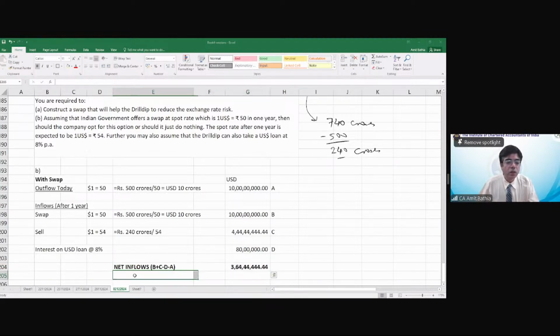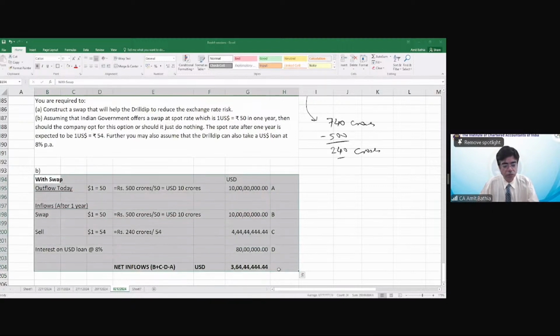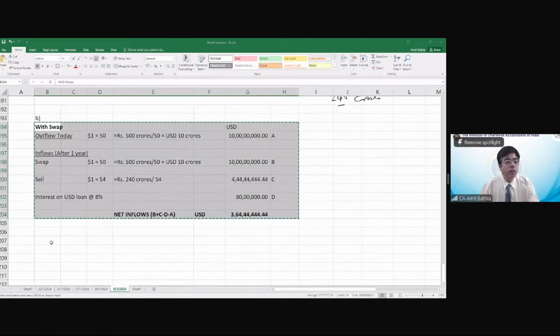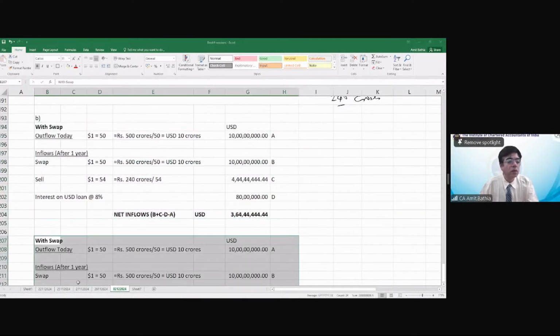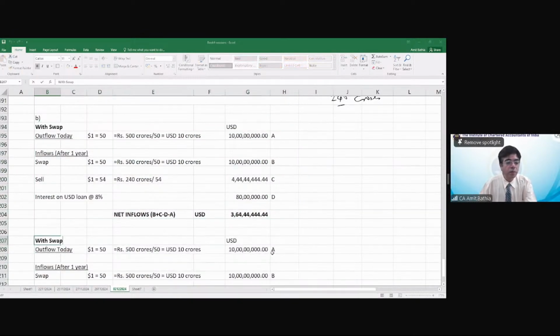Yes. So if I want to calculate the percentage, this will be 364 on outflow of 10 crores. Am I right? Yes. USD. Now this was with swap. What happens if there was no swap? What will be the change?